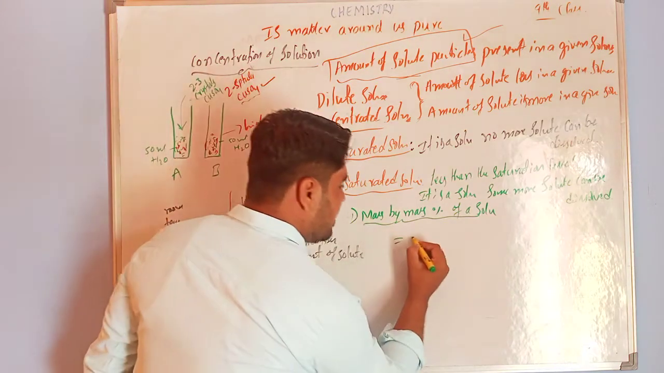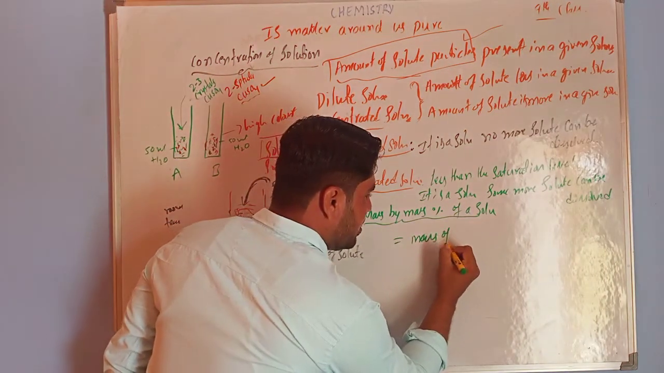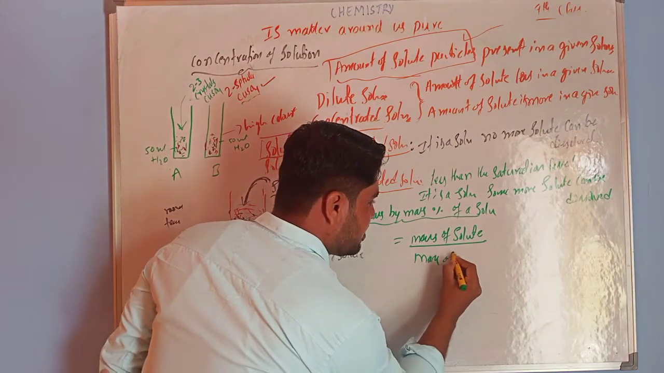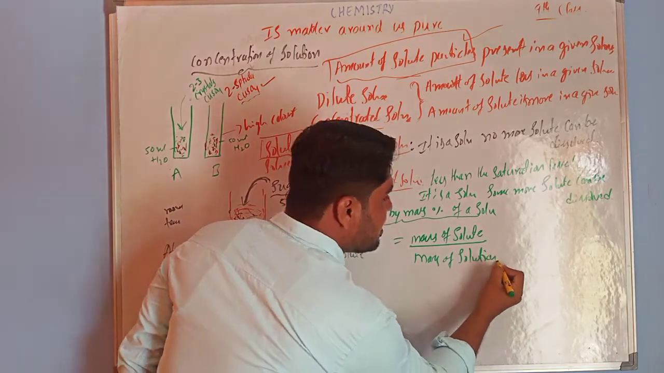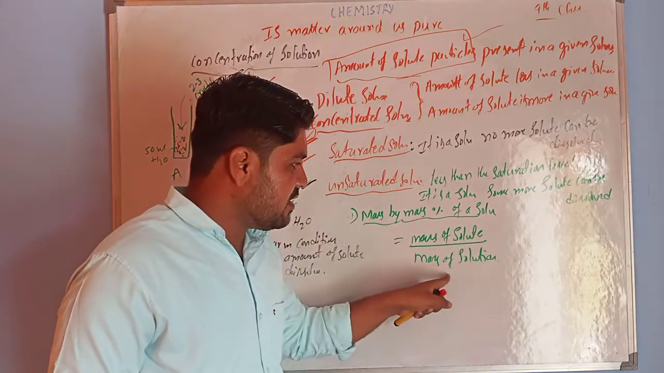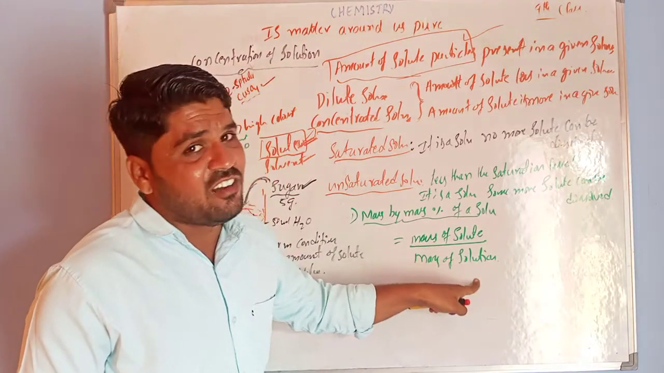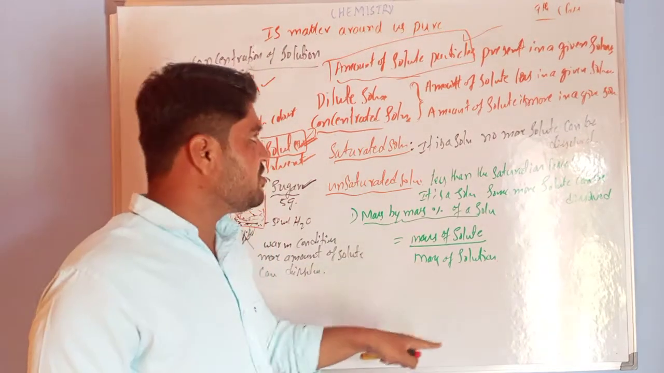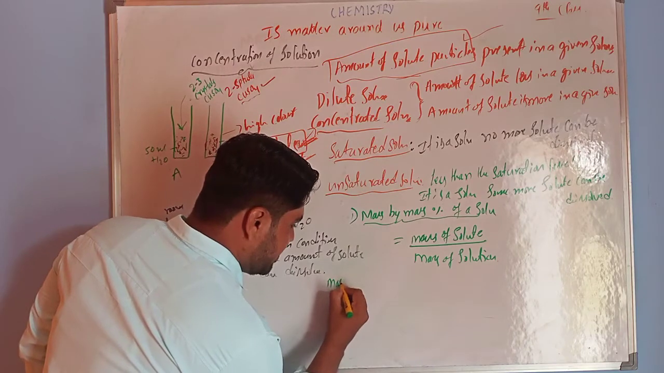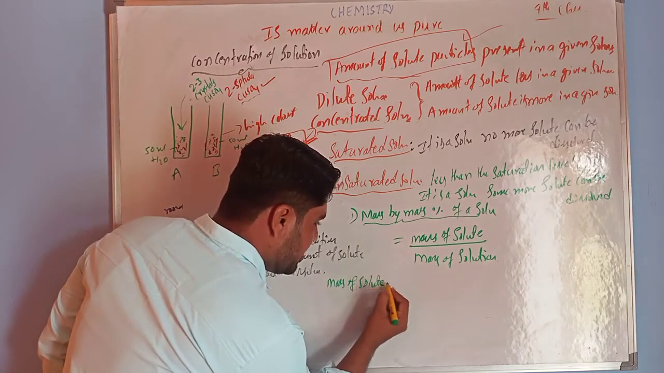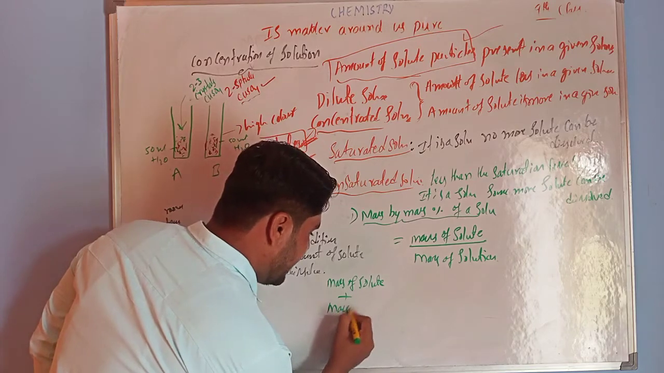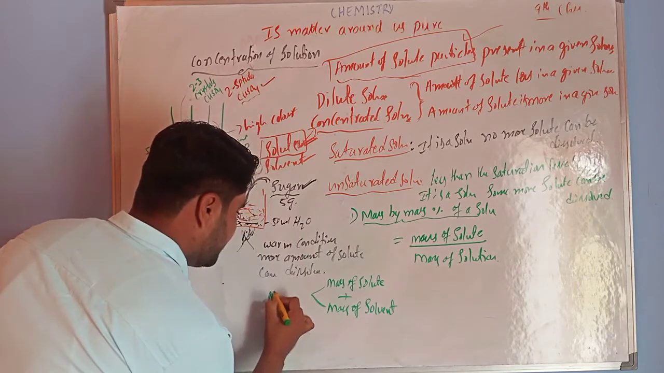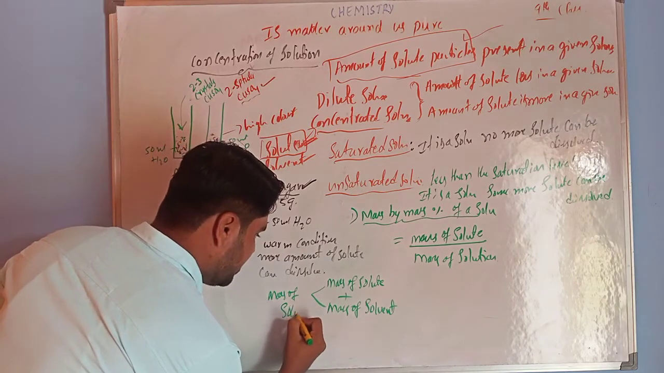The formula is like this: mass of solute by mass of solution. Please remember, mass of solute by mass of solution. This is not the solvent, this is the solution. So how do you get the mass of solution? The mass of solution is nothing but mass of solute plus mass of solvent. Totally we call it the mass of solution.